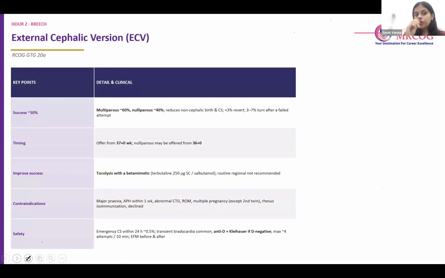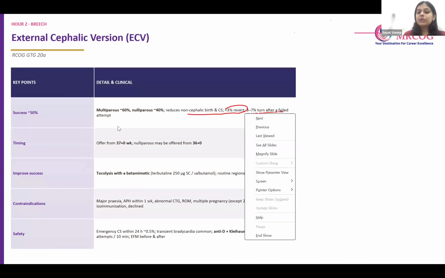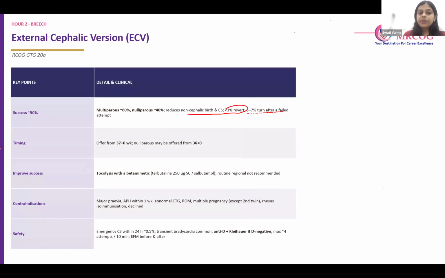Now let's come to another important aspect, that is ECV, external cephalic version. Success rate is around 50%. In multiparae, the success rate is 60%. In nulliparae, it's 40%. It reduces the chances of non-cephalic birth and CS. However, these numbers are slightly important. Less than 3% revert, but 3 to 7% may turn after a failed attempt.